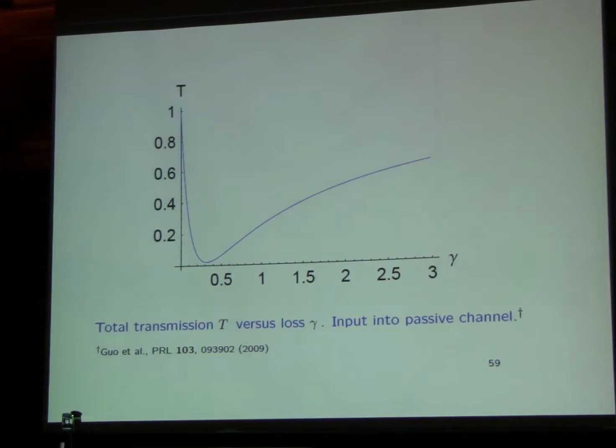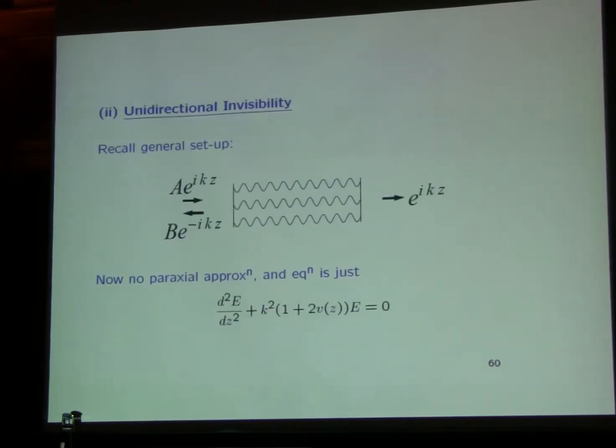It doesn't. It just stays in the neutral channel. So that was a very nice... This was kind of quoted as a PT phase transition in the paper. And then finally, the other paper which attracted a lot of interest, and this thing could possibly be used in optical devices, is what's called the phenomenon of unidirectional invisibility.